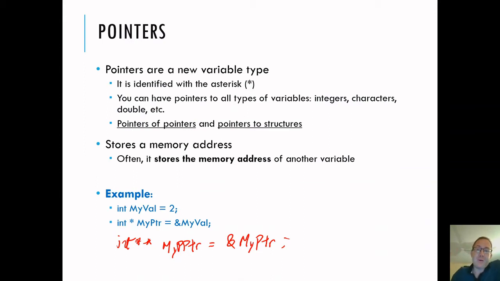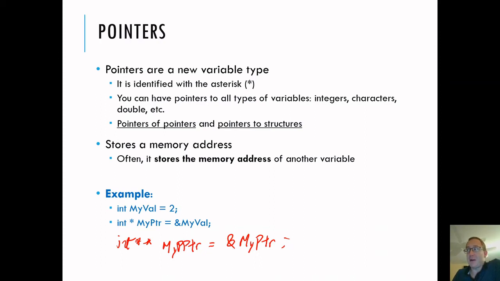But the big giveaway, by the way, when you're looking at this, is when you see an asterisk. That's a dead giveaway that you're dealing with a pointer for the variable type. So int star, that is a pointer. Int, not a pointer, just a variable. Int star star is a pointer to a pointer. I'm allowed to have pointers to pointers, even.